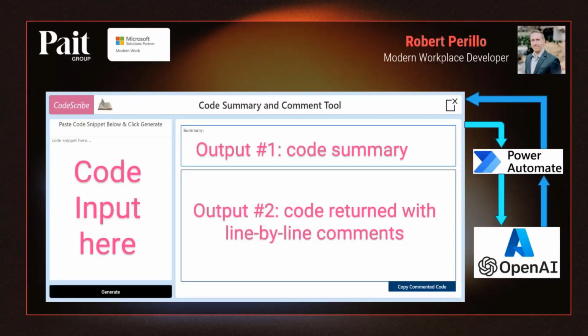So CodeScribe is an automated code review tool. It analyzes a code snippet and returns two outputs. The first output is a code summary that gives you a quick overview of what the code does. And the second output is a commented code block that explains each step of the code in detail. And all this happens within the closed loop of your organization's network, so your data and code is safe and secure.